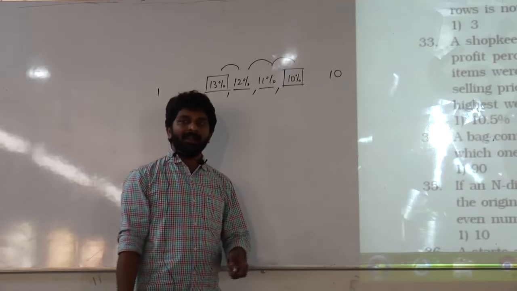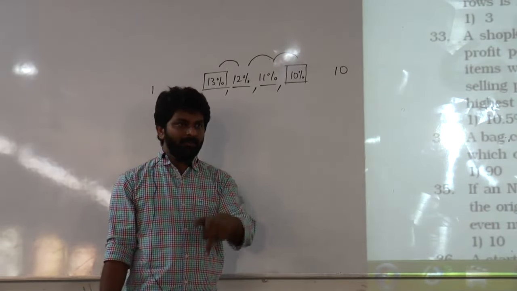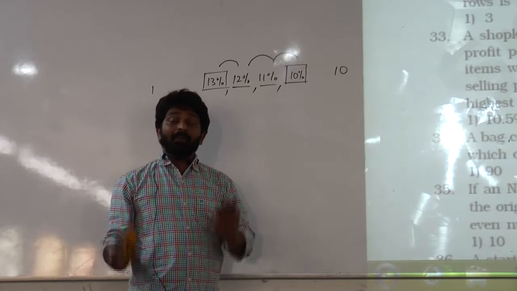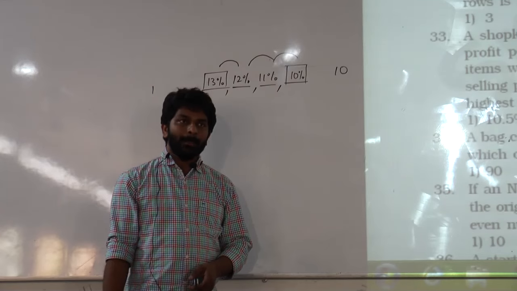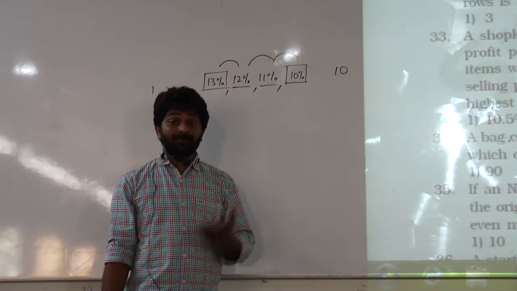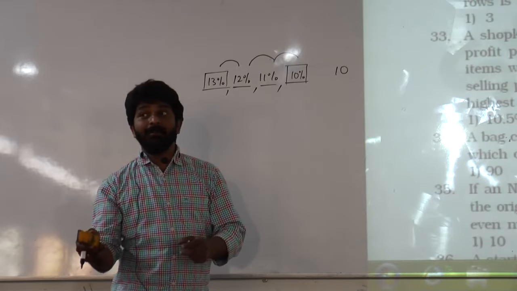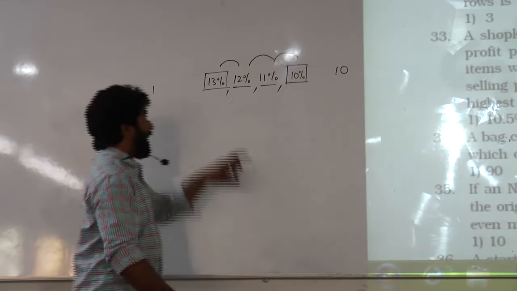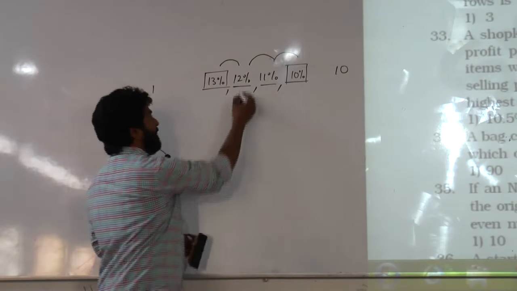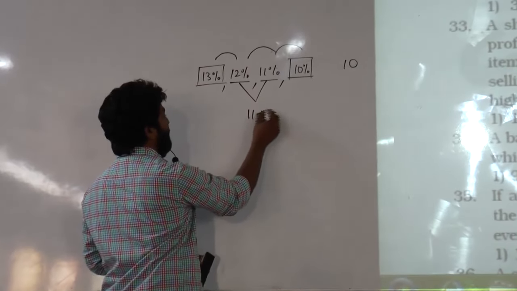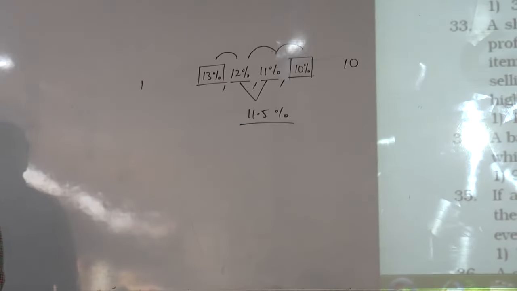Out of 10 numbers, and they are consecutive numbers, the average will be equal to the middle number. Out of 10 numbers, which one will be the middle number? The number in between the fifth number and the sixth number. Our fifth number is 12%, sixth number is 11%. The number in between these two will be 11.5%, and this is our overall profit percentage.